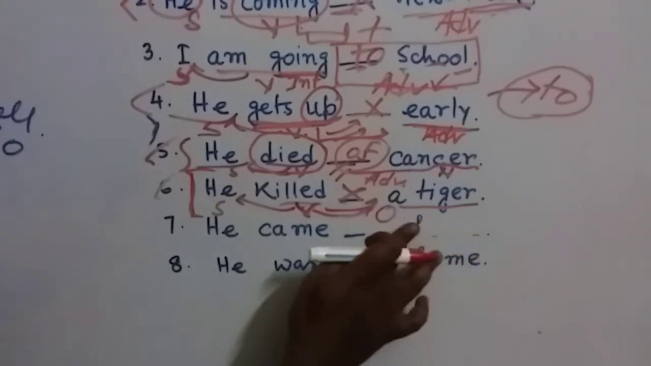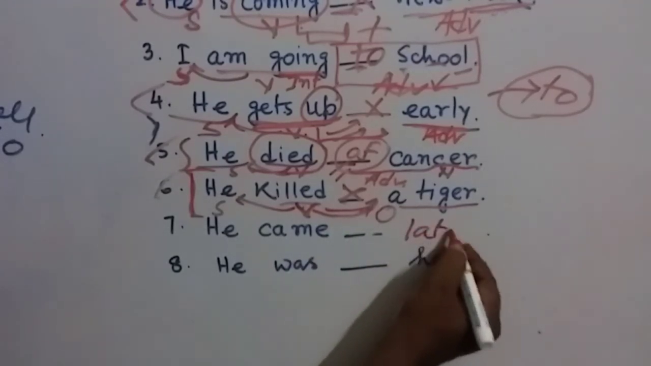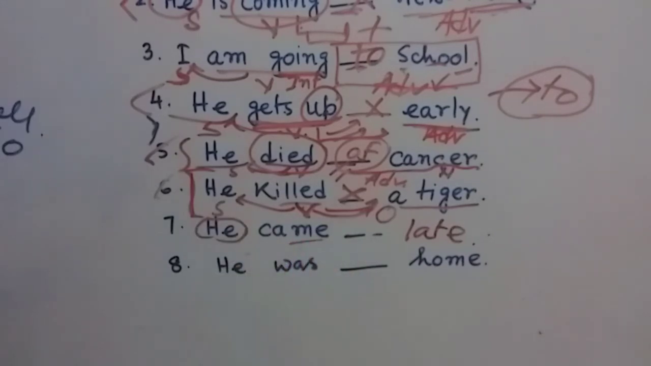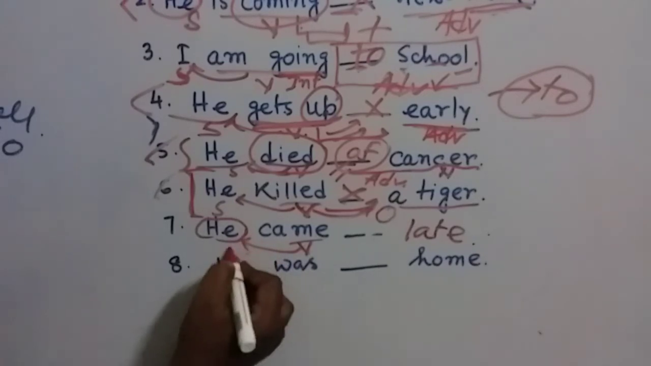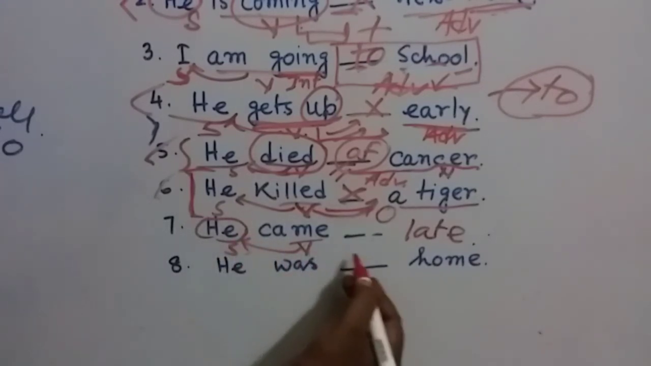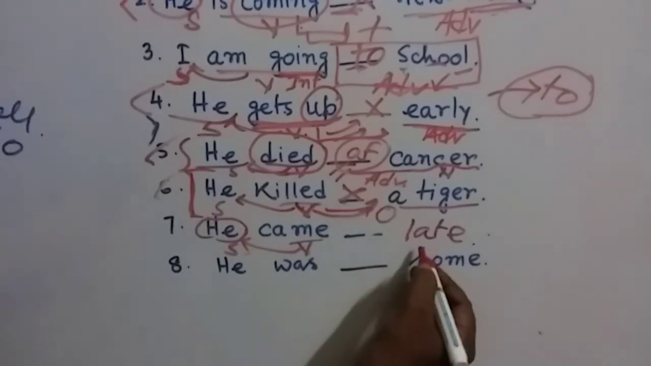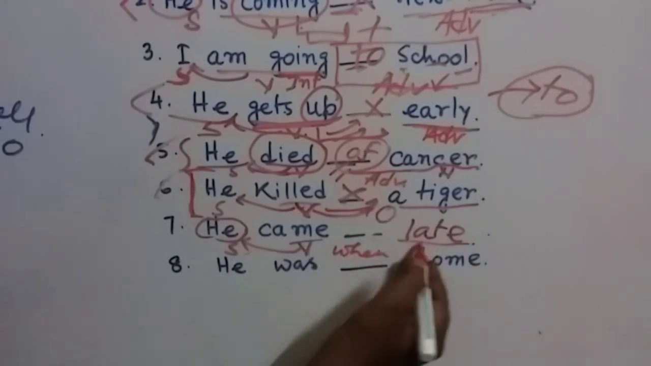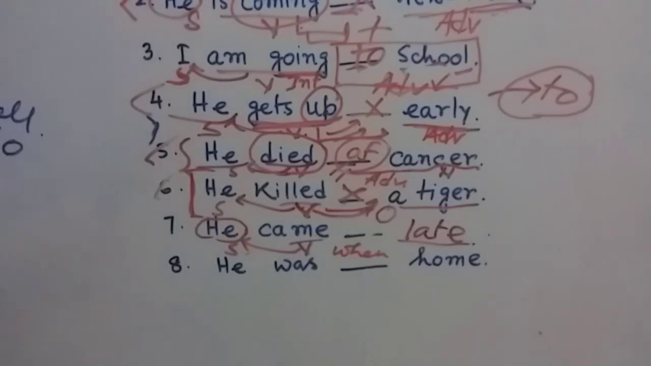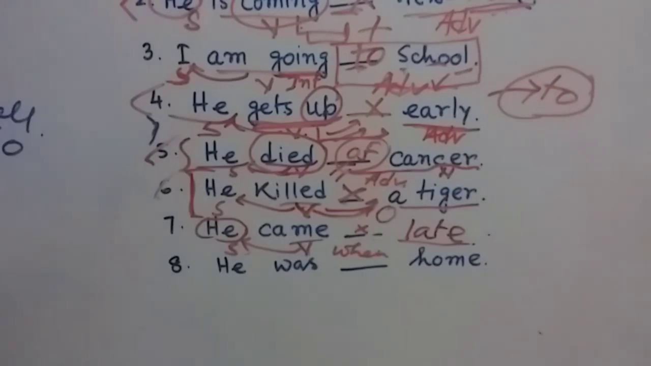Here, my dear friends, let's look at this one. He came late. Look at this sentence. He came late. The verb is came. So who came? He. So this is the subject. This is the verb. And what came? No answer. Whom came? No answer. There is late. So if you ask the verb by when came? The answer is late. So it's an adverb. So no need to use any kind of preposition.